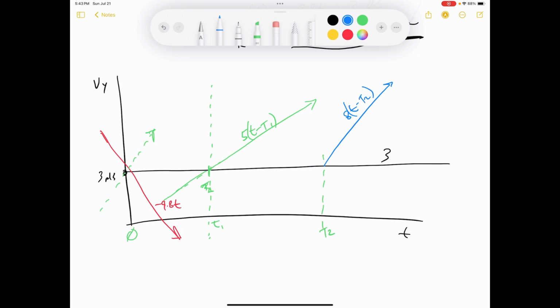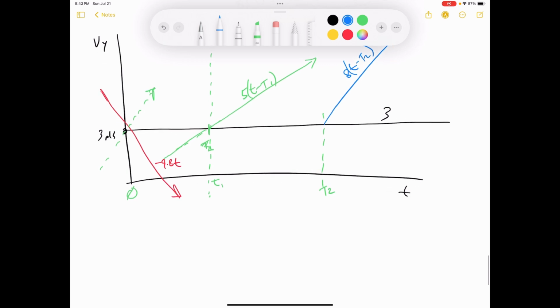Now as the ball is moving, initially between 0 and t1, just gravity is affecting him. But then between t1 and t2, he has gravity and what we'll call the green force affecting him. And then after t2, he has gravity, the green force, and now the blue force. They're all affecting him.